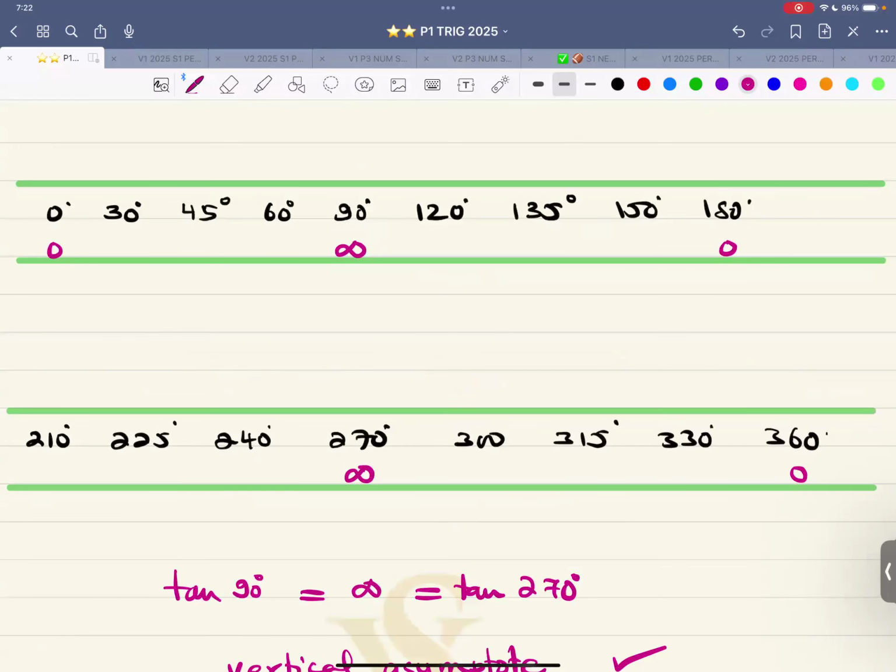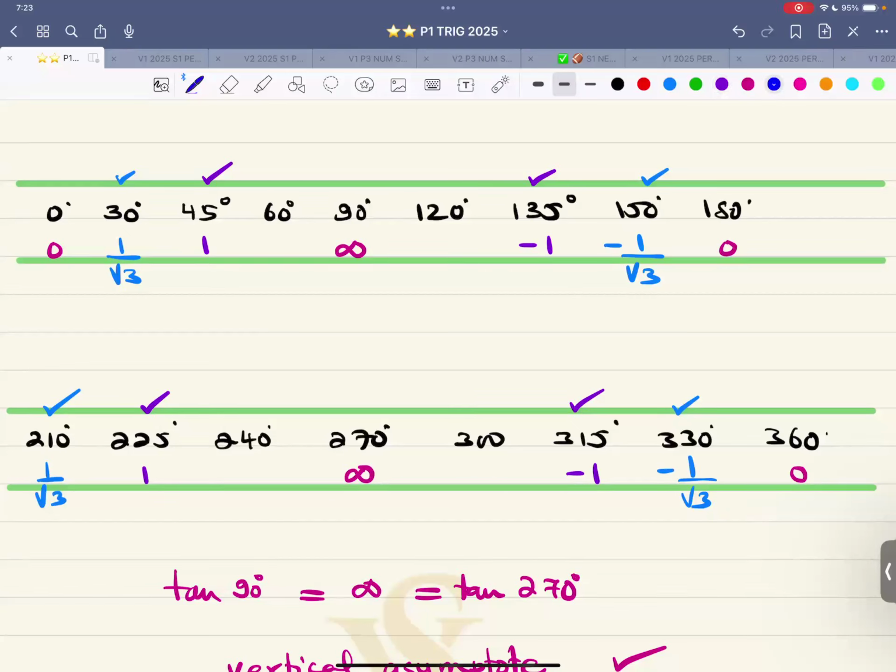Again, the values that are the most common, 30, 150, 210, 330, tangent of 30 is 1 over root 3. Again, 1 over root 3. First quadrant is positive, second quadrant is negative, third is positive, fourth is negative. Similarly, we can talk about 45 degrees, 135, 225, 315. Tangent of 45 is 1, 135 negative 1, 225 positive 1, 315 negative 1.